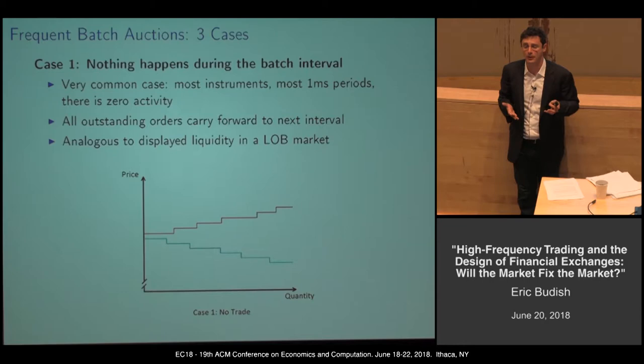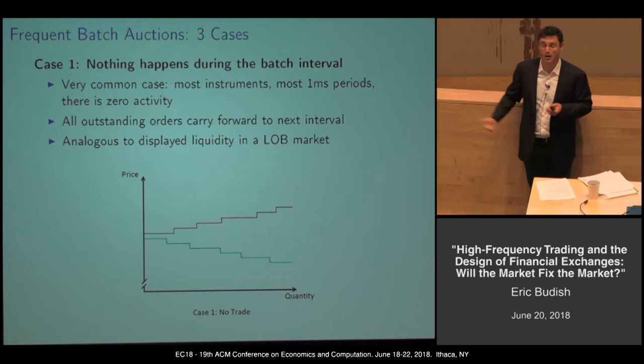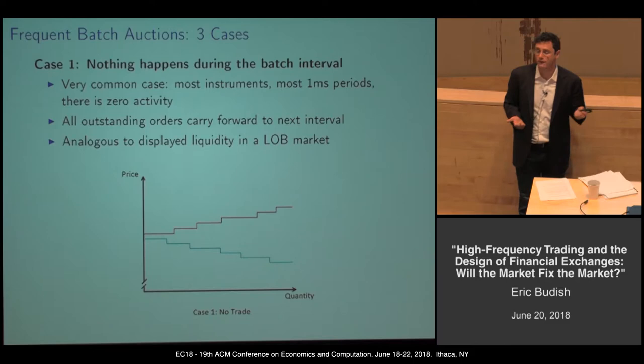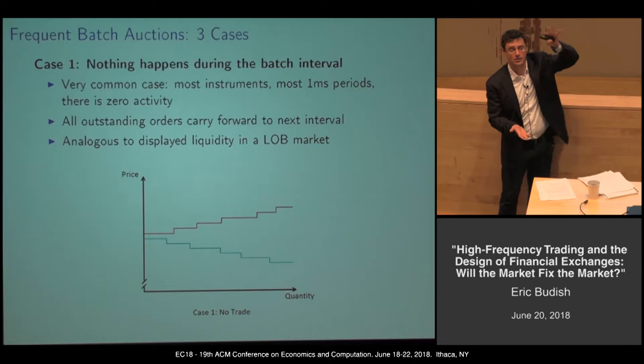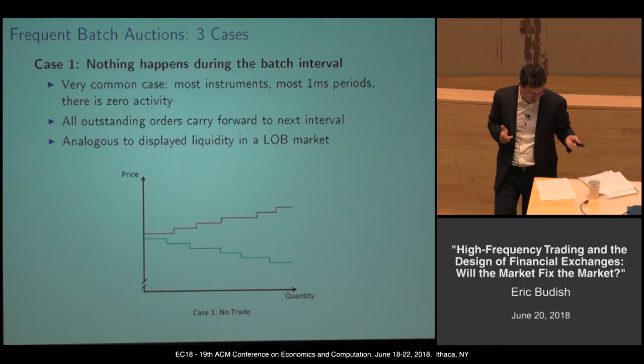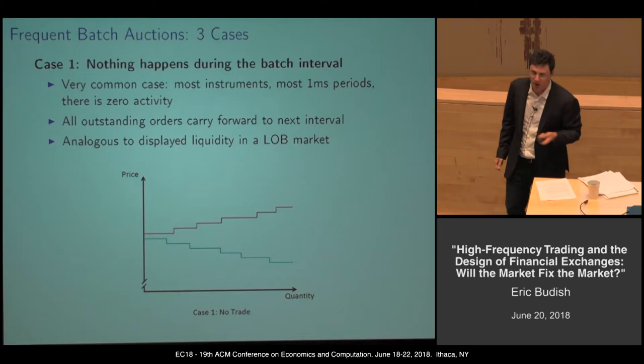So for Google stock, for example, and Google's a pretty high market capitalization, high volume stock in the scheme of things, there's activity in less than 0.5% of all milliseconds and trade in less than about 0.1% of all milliseconds. So if in a millisecond nothing happens, then there's orders to sell, there's orders to buy, and they just kind of flash from one millisecond to the next while nothing's happening. And this is just like displayed liquidity in a limit order book market. The bottom of the supply curve's the ask, the top of the demand curve's the bid.